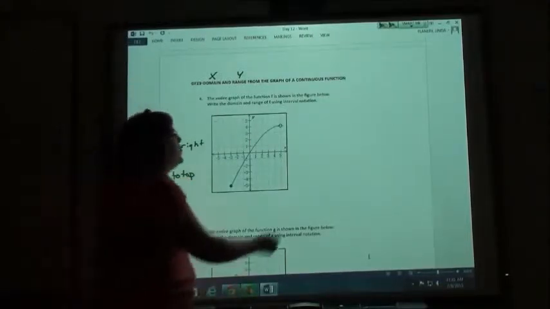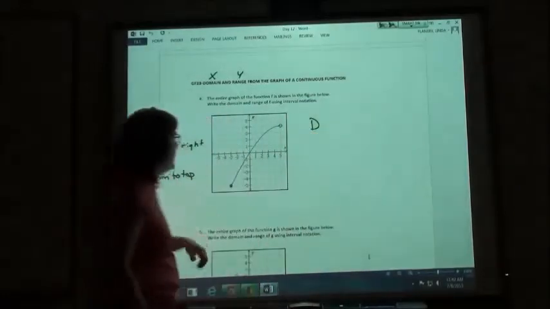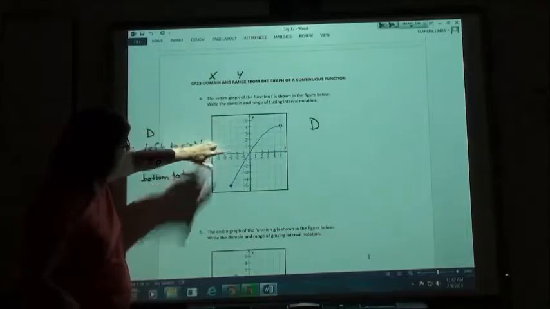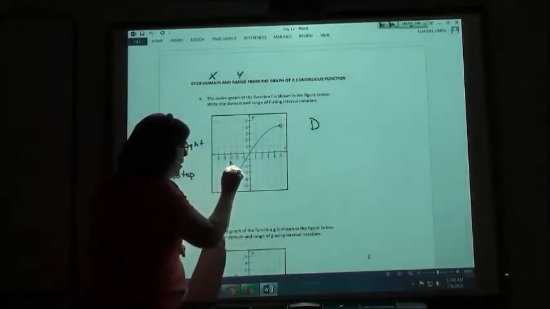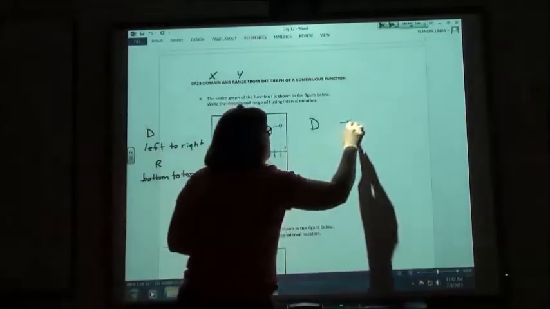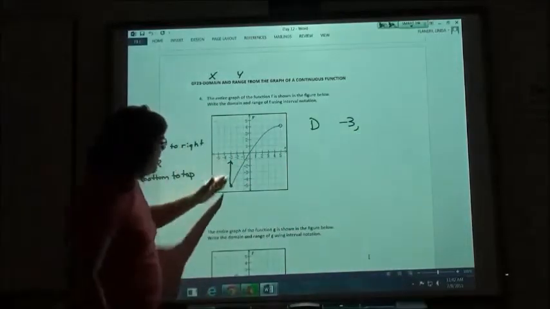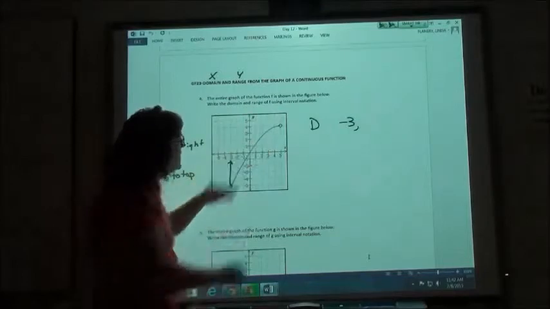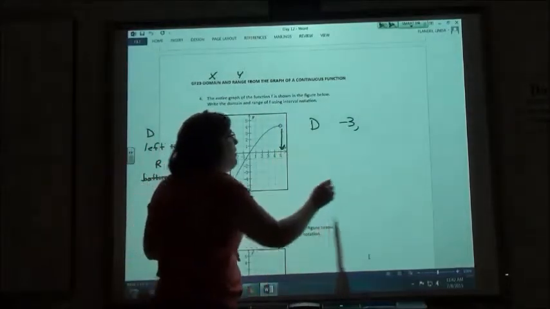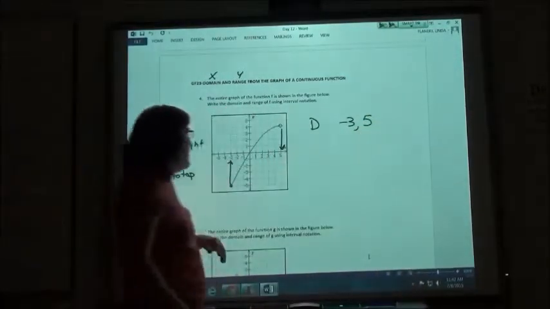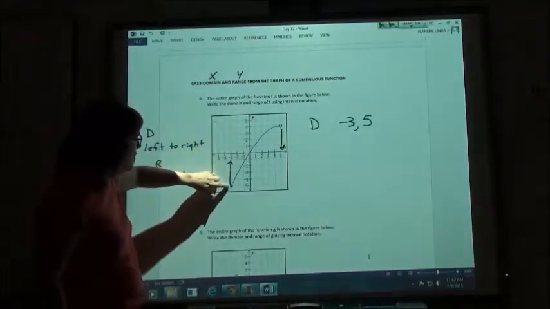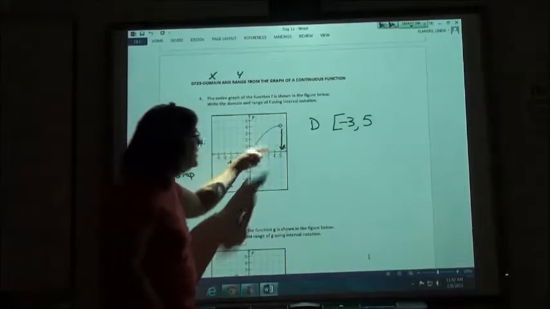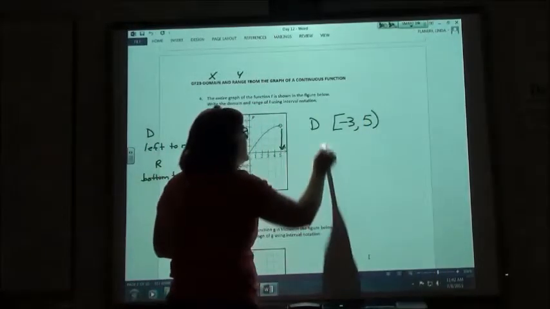So if I'm going to list what my domain of this graph is, there's nothing back here. Our first point to the left has an x value of negative 3. My graph is continuous. The farthest point to the right has an x value of 5. And then, of course, I need my endpoints. The negative 3 we are including, we are on the graph. The 5 we're not including, so that's going to have a parenthesis.